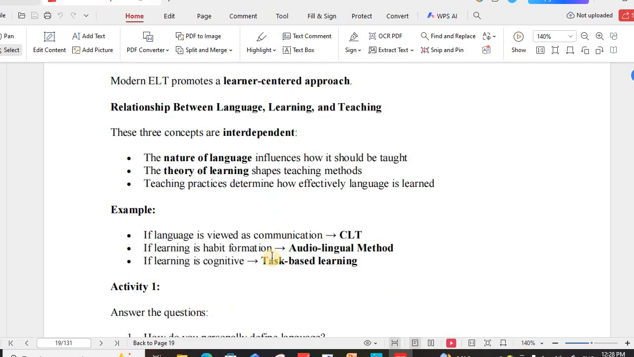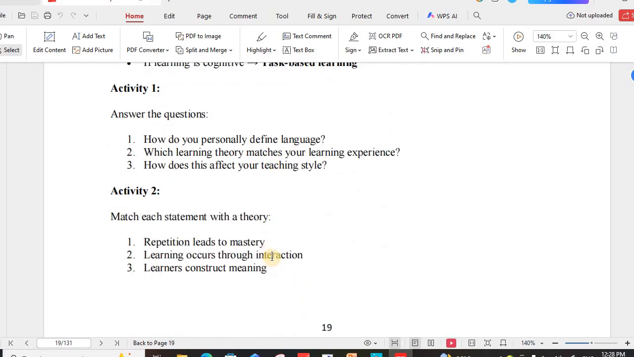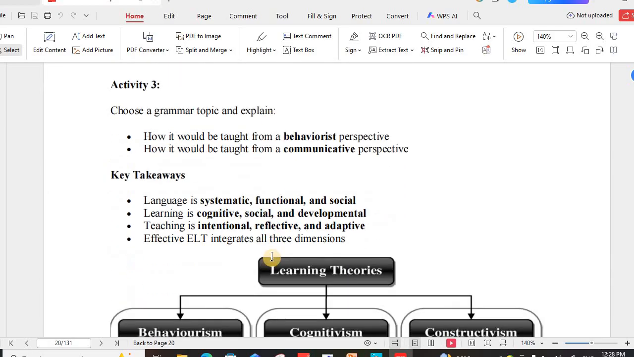Okay, so the relationship between language learning and teaching. These three concepts are very important. They are interdependent. The nature of language influences how it should be taught, the theory of learning shapes teaching methods, and teaching practices determine how effectively language is learned. An example: if language is viewed as communication, if learning is habit formation, this is the audiolingual method, and if learning is cognitive, this is task-based learning, communicative language teaching. So you do activity 1, activity 2, and then activity 3.